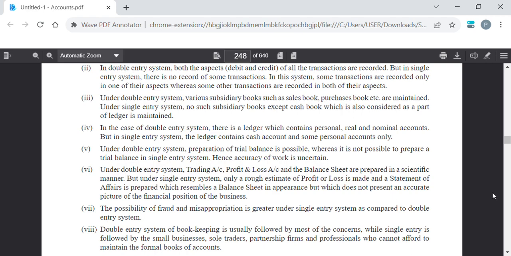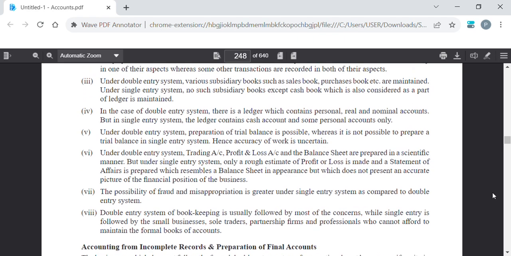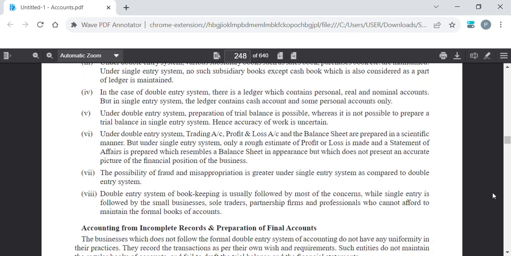But under single entry system, only a rough estimate is prepared for the P&L account, and not exactly a P&L account. A normal statement of affairs is prepared which resembles a balance sheet in appearance but which does not present an accurate picture of the financial position of the business. Possibility of fraud and misappropriation is greater under single entry system as compared to double entry system.